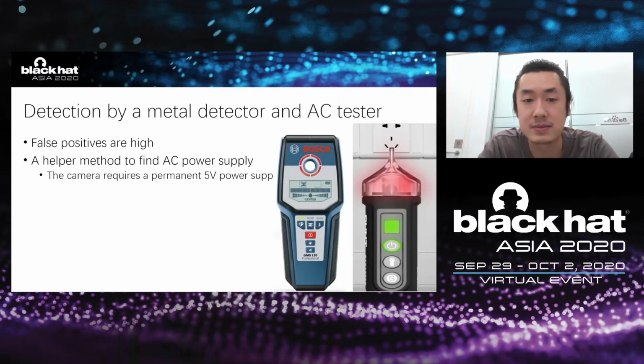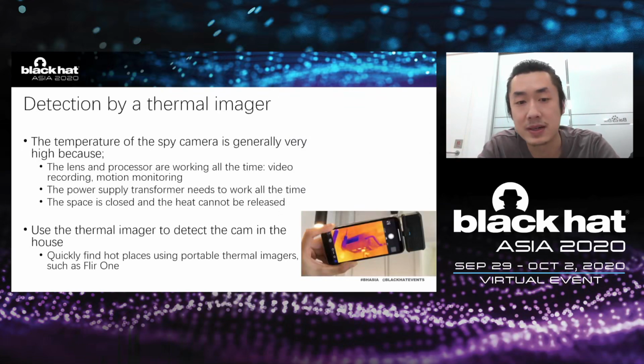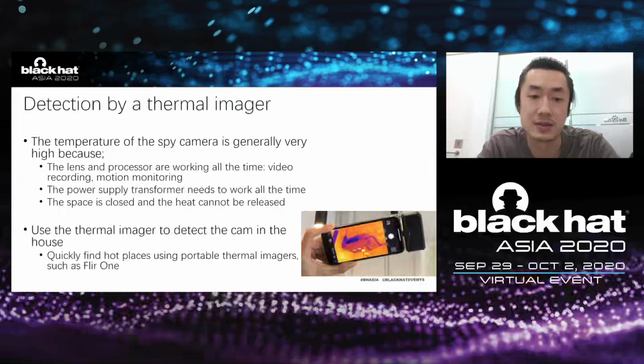Let us look at the detection by the metal detector and AC tester. It can be utilized as a helper method to find the AC power supply, because the camera needs a permanent power supply. For some reason, the spy camera's temperature is generally very high. Therefore, in a house, we can use a thermal imager to detect it and quickly find hot spots. We purchased some portable thermal imagers such as FLIR One, which is a little expensive, but it worked very well.